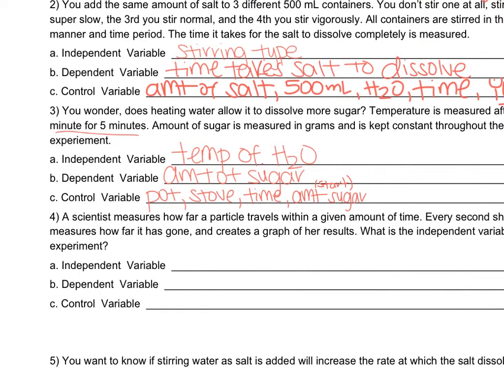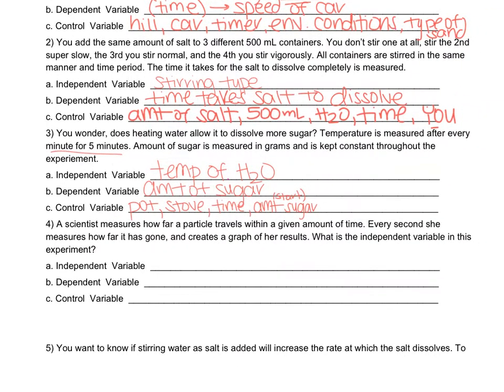A scientist measures how far a particle travels within a given amount of time. Every second she measures how far it has gone and creates a graph of her results. What is the independent variable in this experiment? So this one, it's a little bit easier to identify the dependent variable. What they're going to measure is how far the particle travels. So our dependent variable is the distance the particle travels.